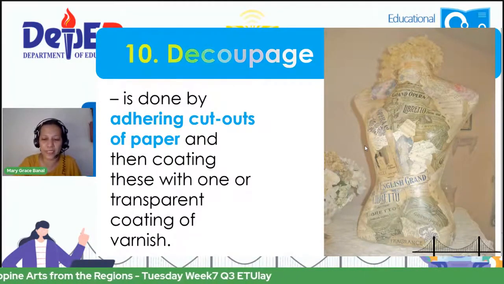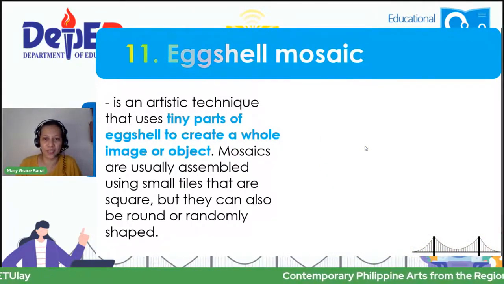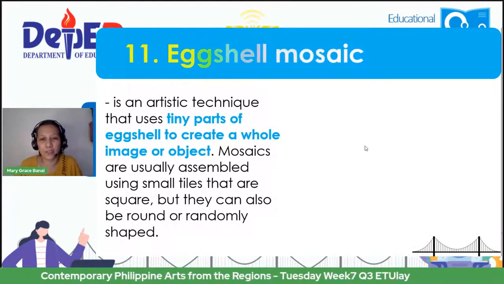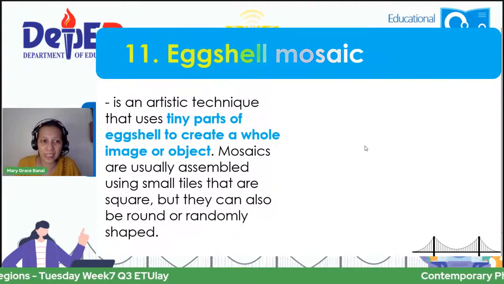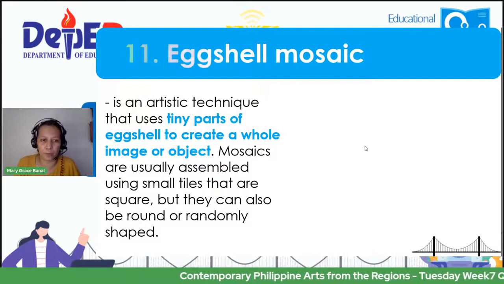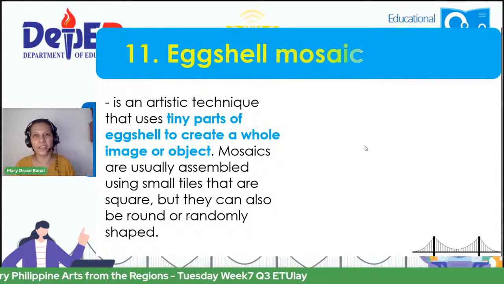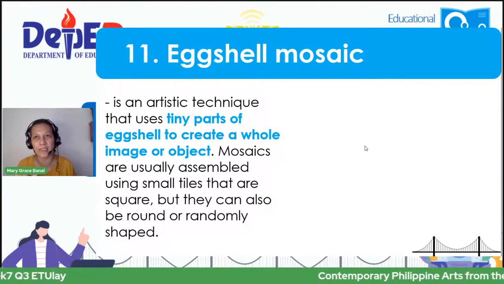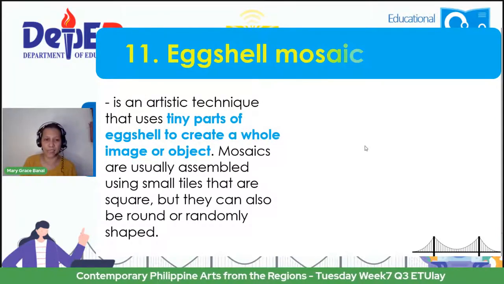Let's move on to the second to the last technique for our lesson for today, which is eggshell mosaic. O, sinong guilty? Mga elementary students at high school students dumaan dyan sa eggshell mosaic, di ba? It is an artistic technique na gumagamit ng tiny parts of an eggshell to create a whole image or object. Okay, so kaya tinawag na mosaic kasi you're assembling, okay, you are Avengers Assemble, char. You're assembling, okay? There's an assemblage of an image that you need to form using the tiny parts of an eggshell.